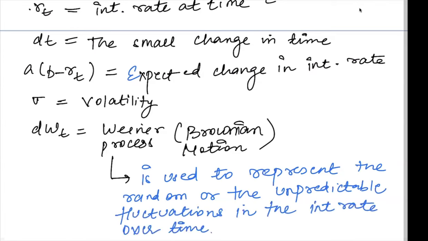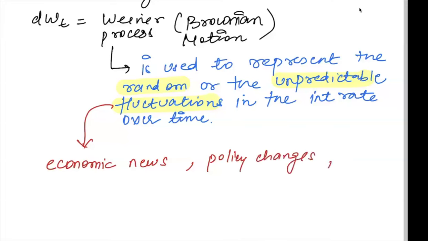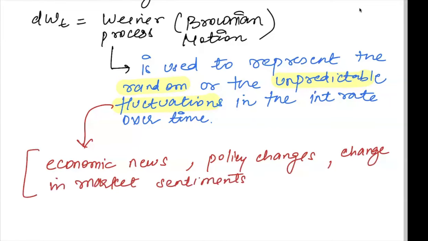Now what is this random fluctuation? There's some randomness, some unpredictable fluctuation. So what is this actually in the market? Let's say if there's any economic news, or any policy changes, or any change in market sentiments. All these different factors will drive changes and make the interest rate fluctuate.